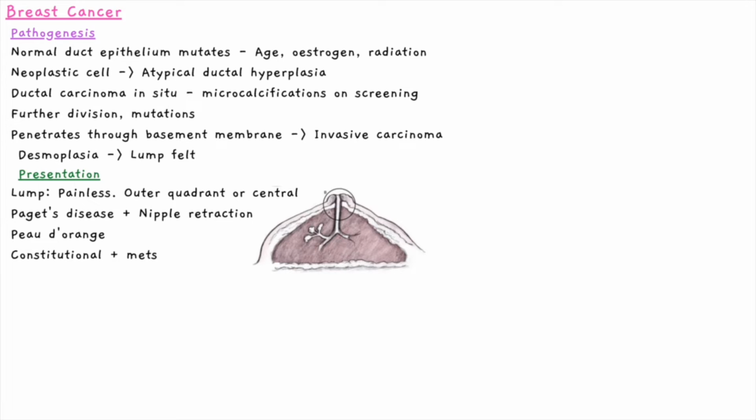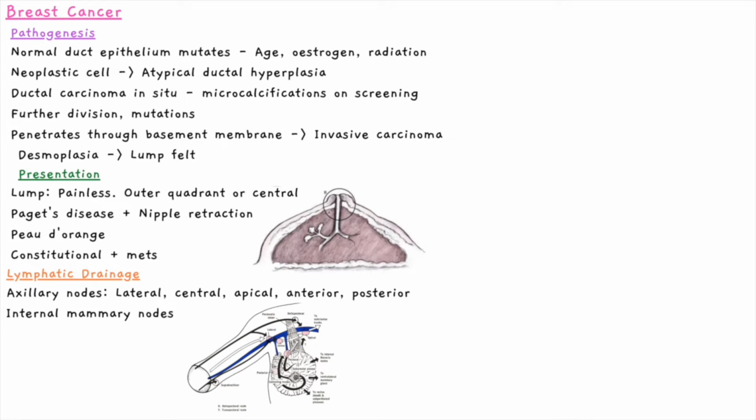If you also get a rash, which can be orange or erythematous, this is known as peau d'orange. Again, it's around the nipple. The patient may also have constitutional symptoms such as anorexia, weight loss, or cachexia, as well as symptoms of metastases. It can also spread to lymph nodes, and you can get lymphedema. But where do you get this lymphedema?